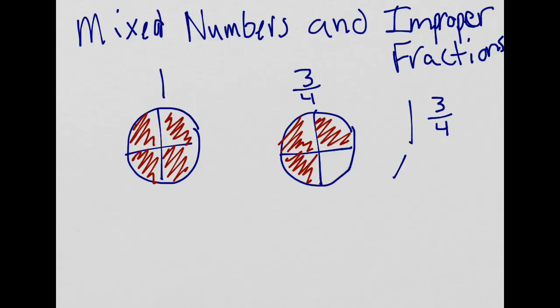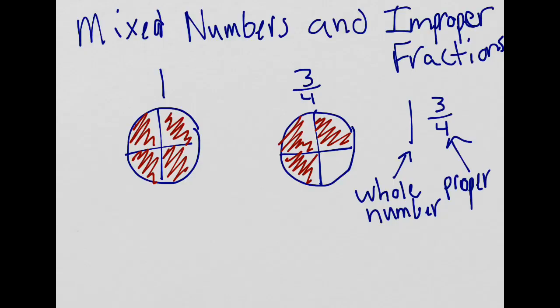I want you to put an arrow to the 1. To be a mixed number, you have to have a whole number, and you also need to have a fraction. But it can't be any type of fraction. It needs to be a proper fraction.